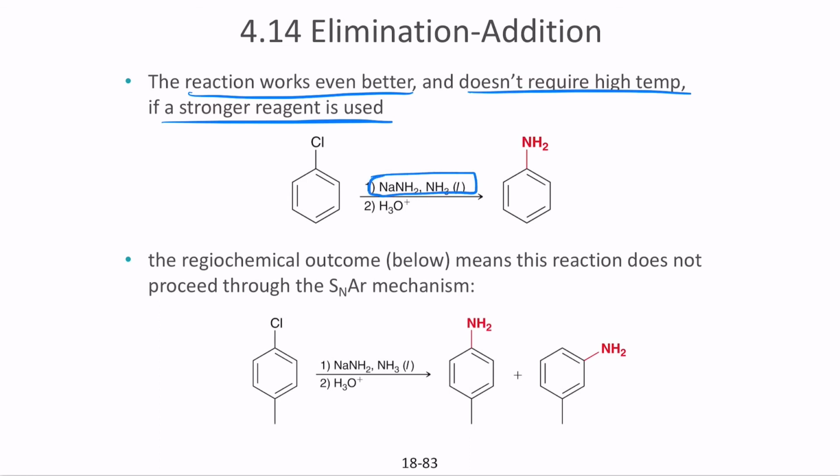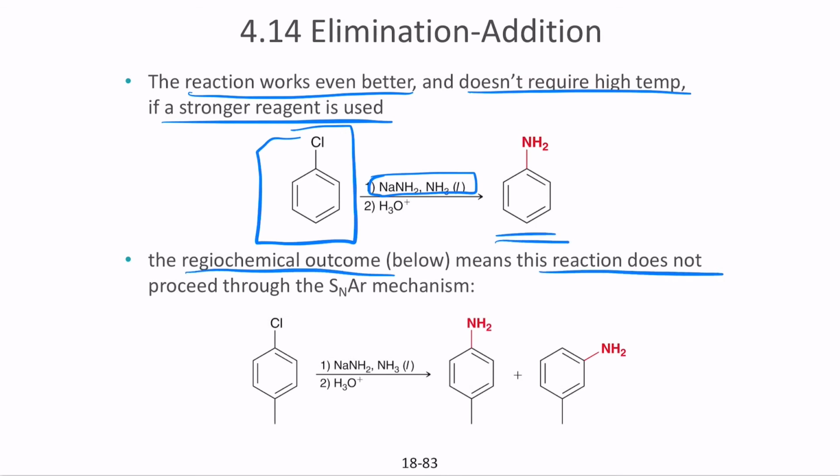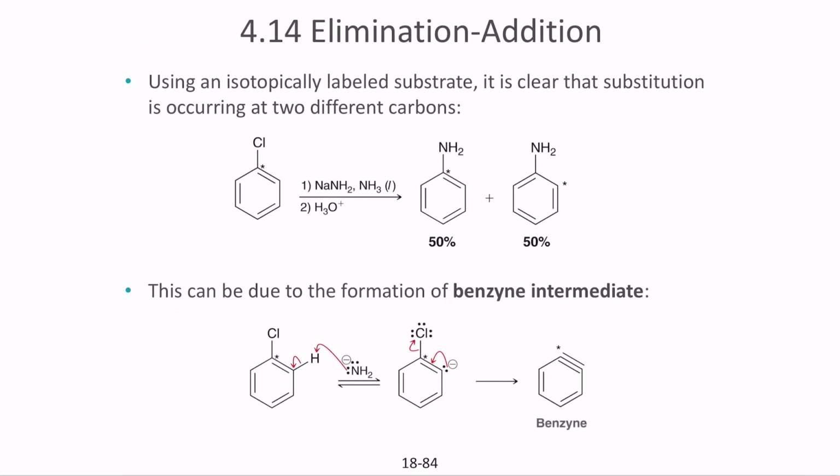So the first thing we do here is convert the chlorobenzene into an aminobenzene, and the regiochemical outcome means that this reaction does not proceed through the SNAr mechanism. When you use an isotopically labeled substrate, it is clear that substitution is occurring at two different carbons: the carbon where the NH2 is present, and the ortho position of that carbon.